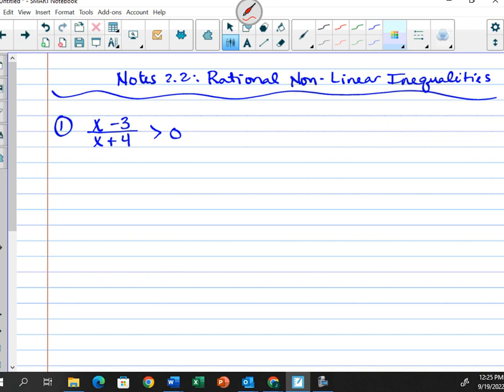You need a 0 on one side of your inequality, which we already have in this problem. Once you have that, the critical numbers that go on your number line are anything that makes your numerator or denominator equal to 0. So what are my two critical numbers here? Okay, -4 and 3. So put them in order.